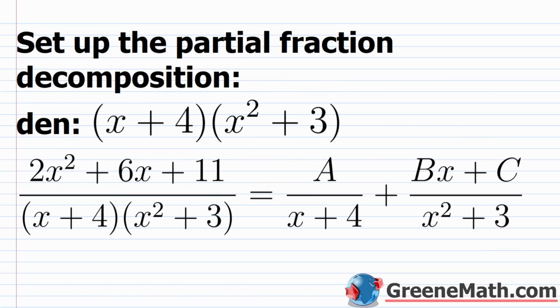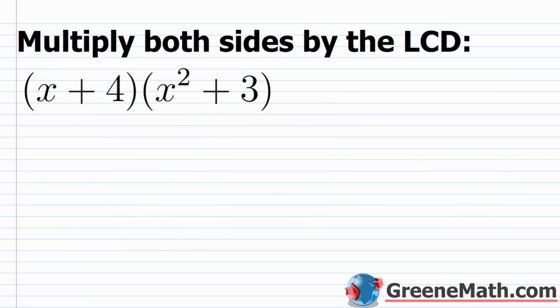So coming down, we're going to set up the partial fraction decomposition. Again, the denominator is x plus 4 times this x squared plus 3 quantity. So here, when you set this up, you have A over x plus 4. So that's coming from right there. And then plus Bx plus C over x squared plus 3. So that's coming from this right there. All right, multiply both sides by the LCD. So the quantity x plus 4 times the quantity x squared plus 3.